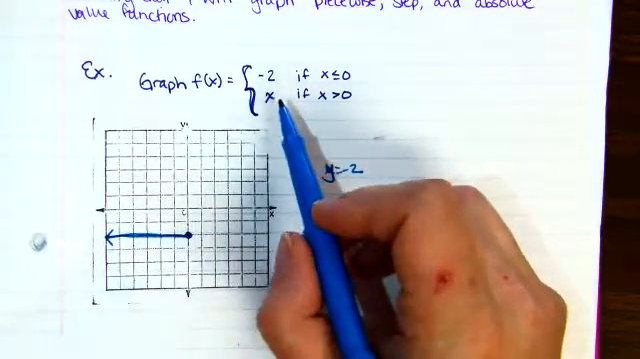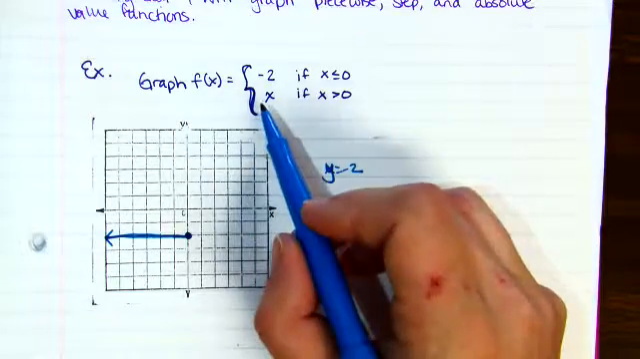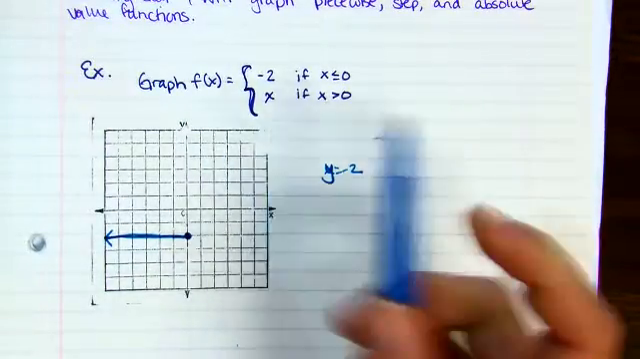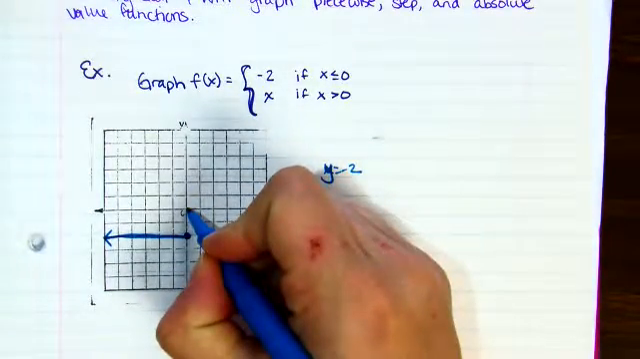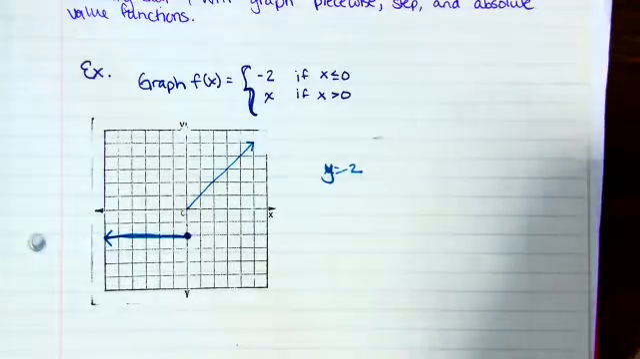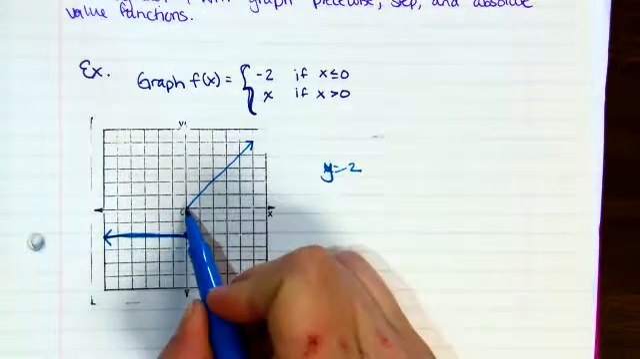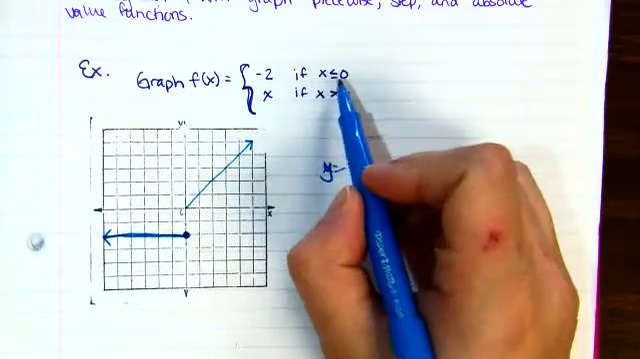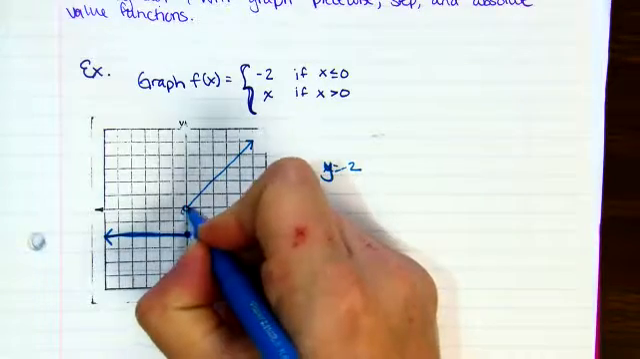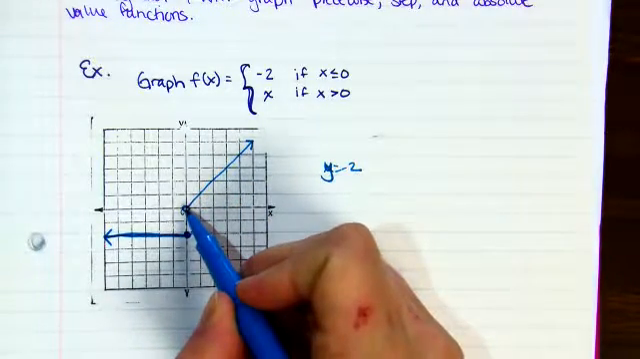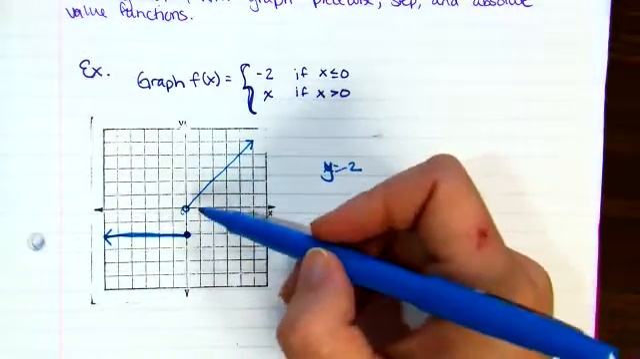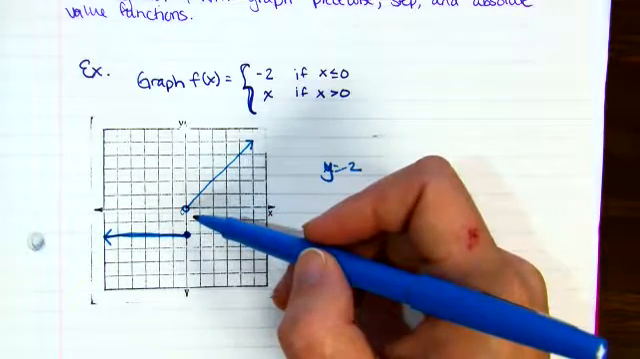The other piece of my graph is f of x equals x when x is greater than 0. So for this half of my graph, I'm just going to have a line that goes through 0, 0 with a slope of 1. So there's the other piece of my graph. But I need to look back at this 0, 0 point. Remember, when x equals 0, this is the function that applies. So I actually need to have an open circle here. If that were closed, then I'd have two different outputs for an input of 0, and that wouldn't be a function anymore.